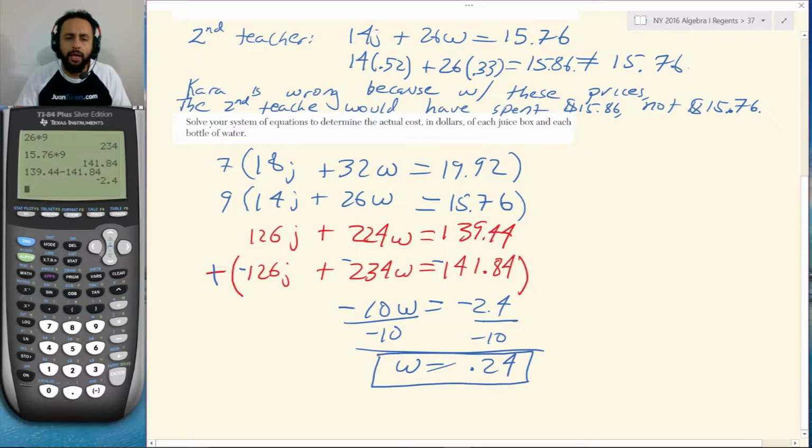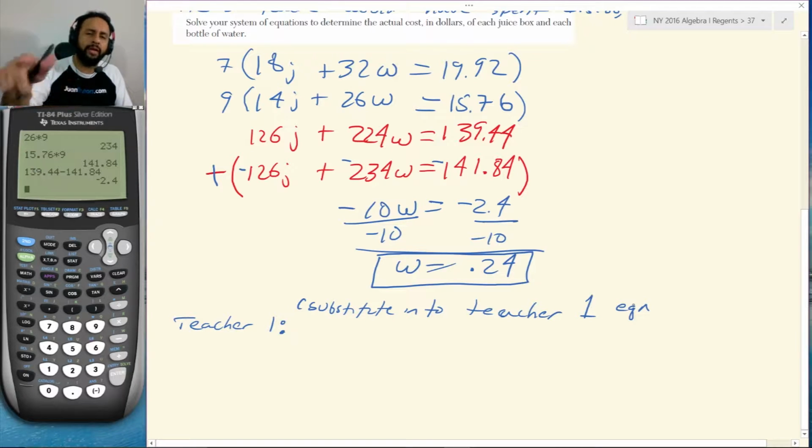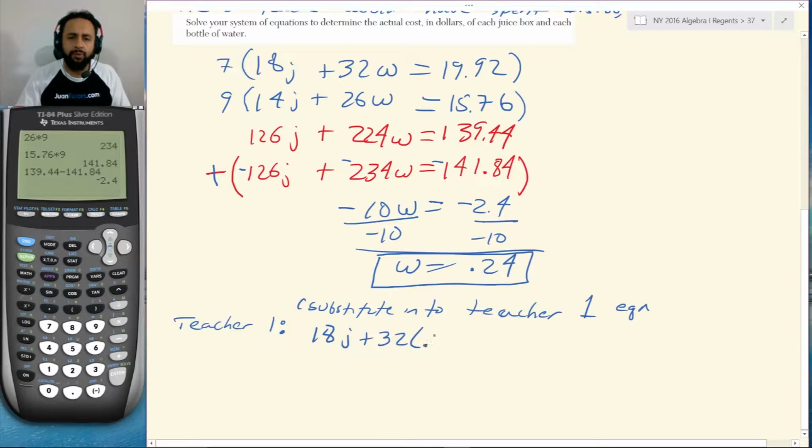Okay? And now I can use that. I'm going to plug into one of the original equations. So how about teacher 1? Why am I choosing teacher 1? Because it's an arbitrary choice. If I substitute into teacher 1's equation and I get the value of j, the price of a juice box, then I could plug both of the numbers into teacher 2's equation and that'll be my check. So 18j plus 32 times 0.24 equals 1992.